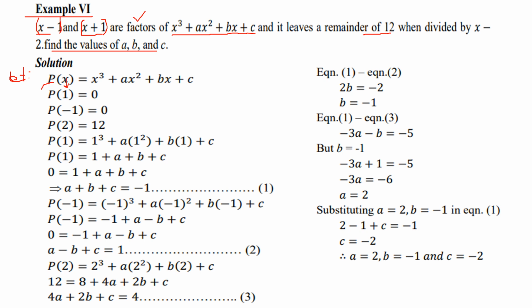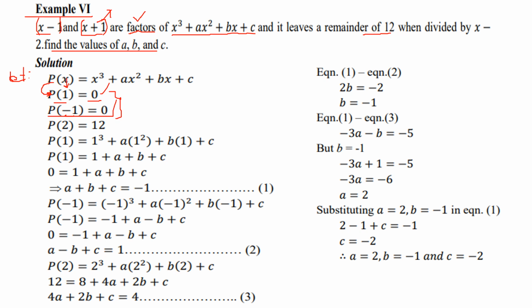When we substitute for x equals 1, we expect our remainder to be 0, because these are factors. Whenever a factor divides a polynomial, the remainder is always 0. So if we substitute 1 as a factor, we should get our remainder as 0. And if we substitute for negative 1, because here we have the bracket x plus 1, if you equate that bracket to 0 and make x the subject, you get x equals negative 1. Since it's a factor, if we substitute for it, it must give us 0. That's what this expression means.